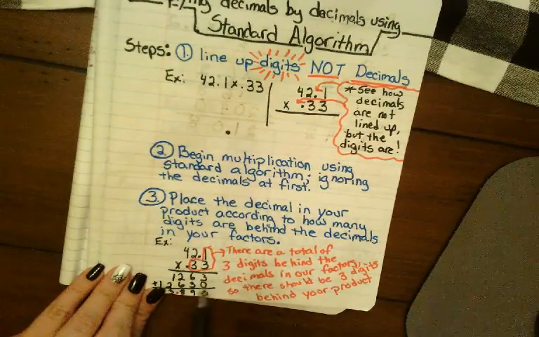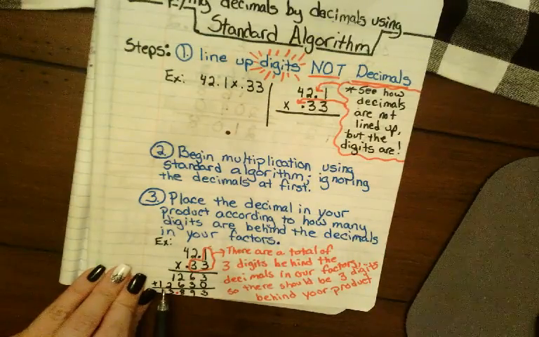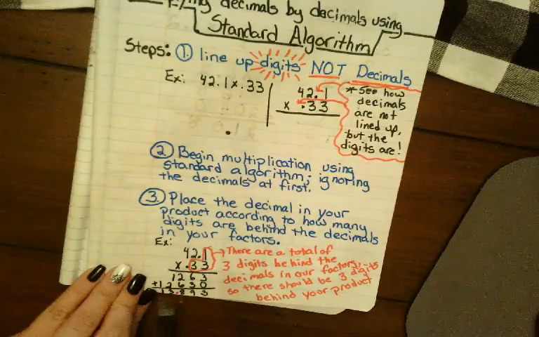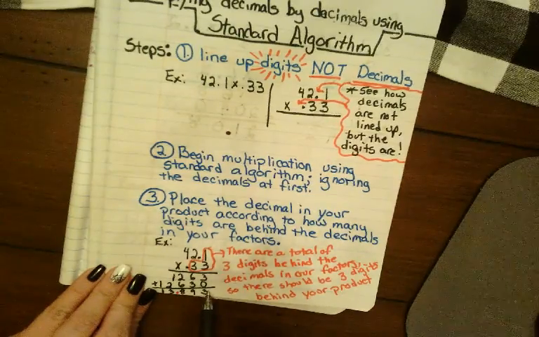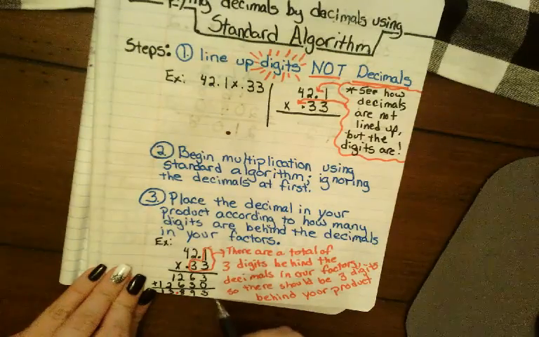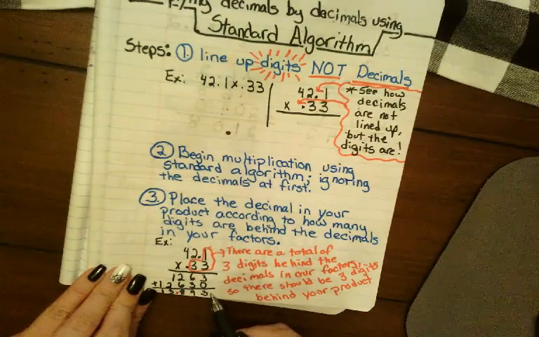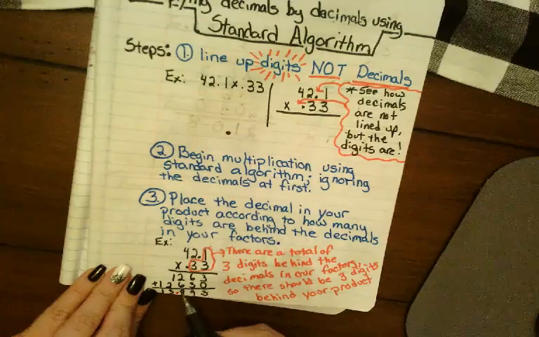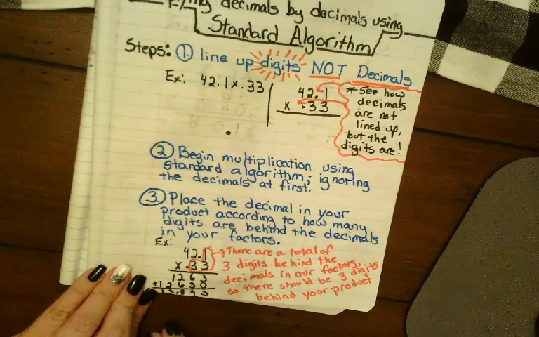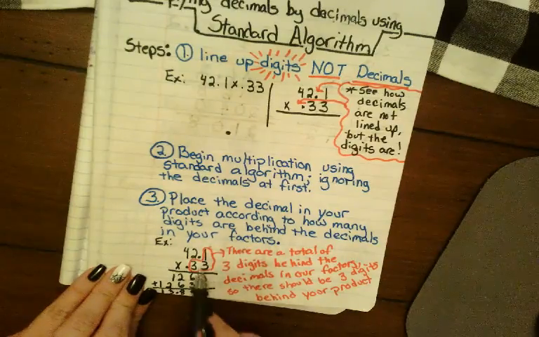So that means that in your product, you end up having to write your product. So this was the product that we ended up getting. When we put our answer, we just placed our decimal, pretended like it was at the end, and then we just counted up 1, 2, and 3 and placed it there. Okay? Don't worry about actually doing this math just yet.